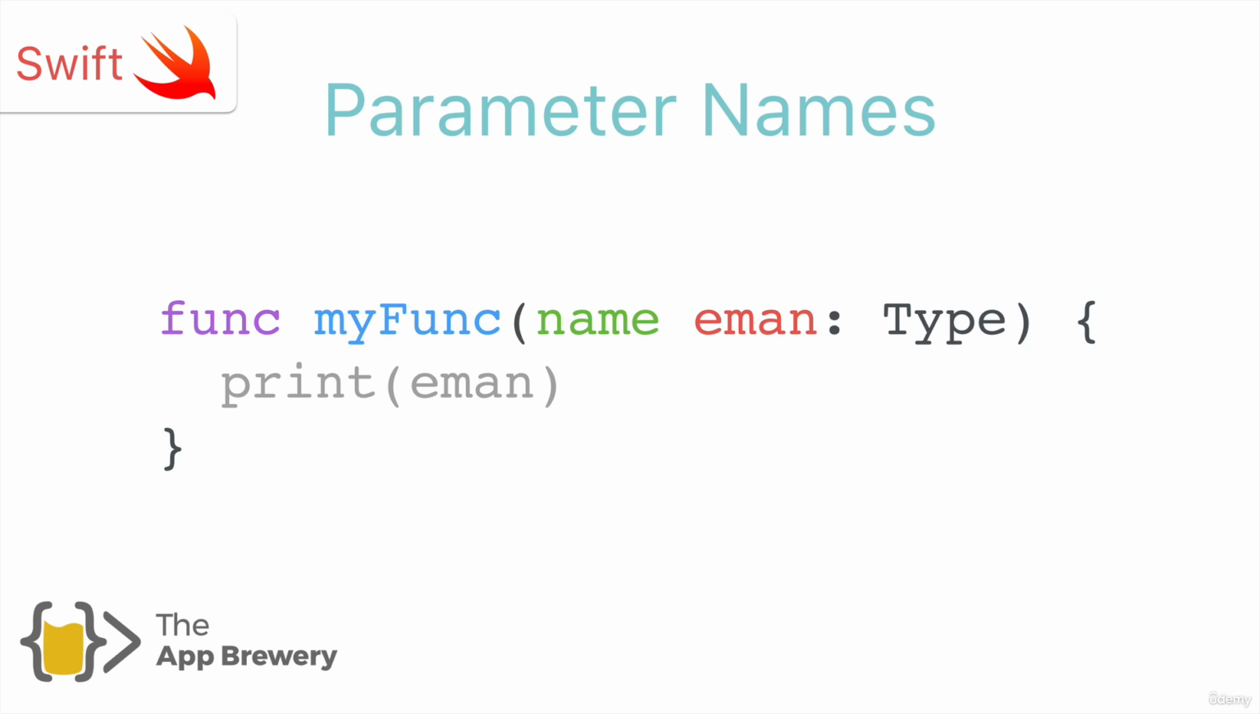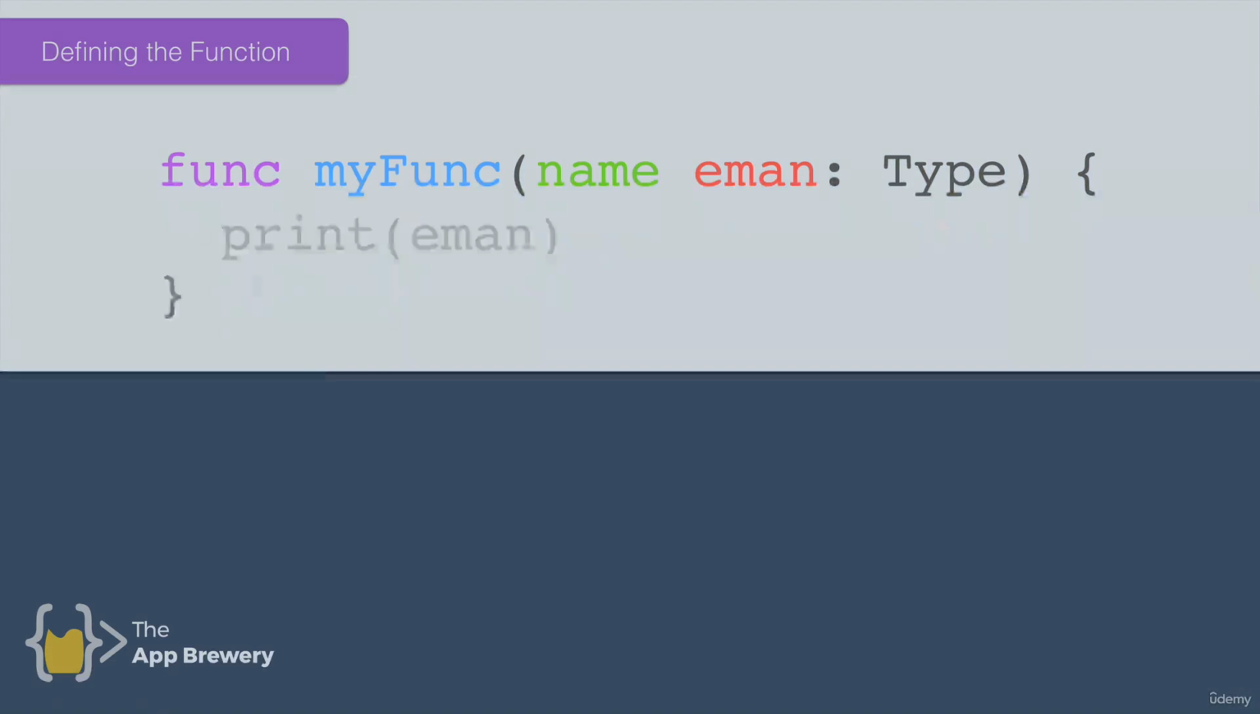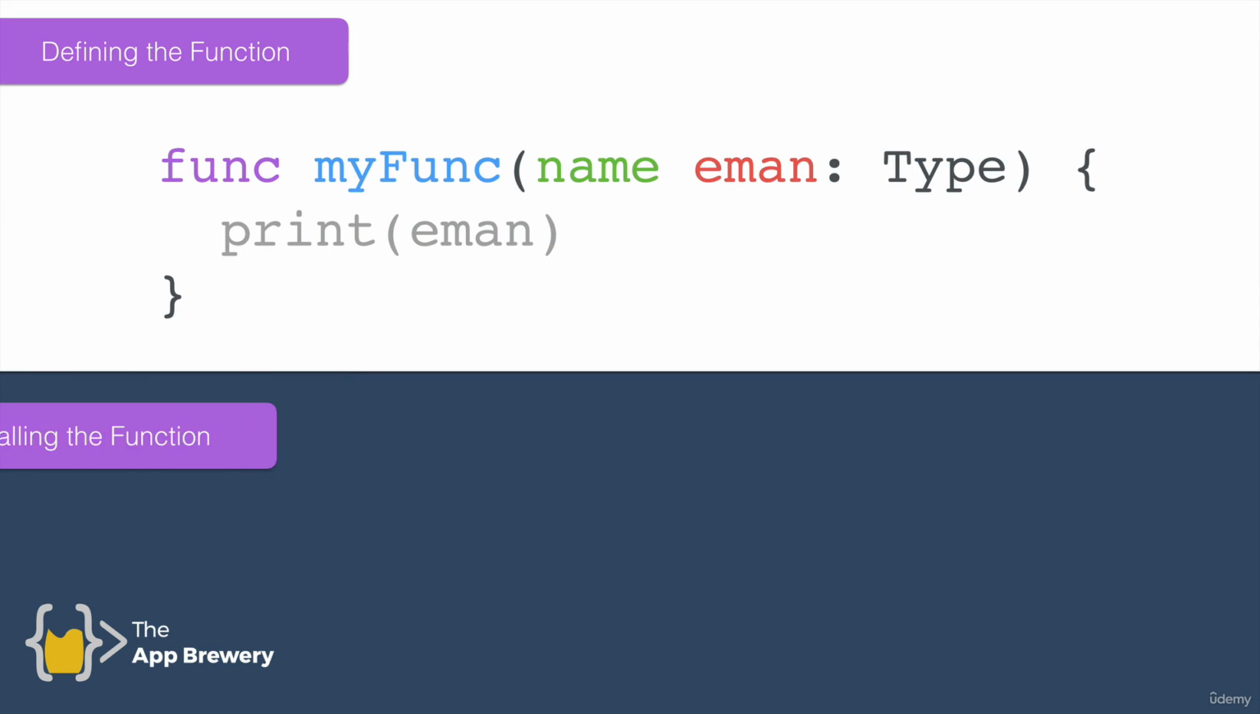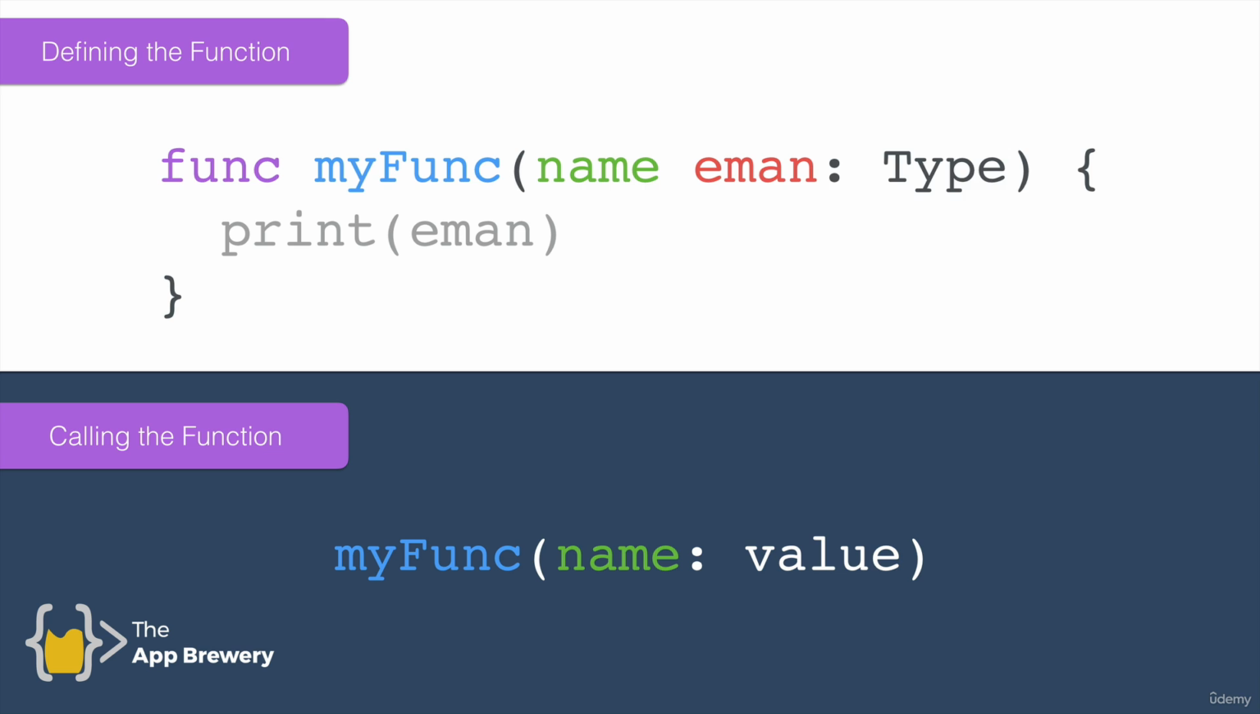So in this case, instead of having a single parameter name, the word name, we now have an external name, which is the name that will refer to the parameter when we call the function, and an internal name, which is the name that we'll use when we need to use the parameter within the function. So if this is what our method definition looks like, then when we call the function, we would write something like this. So in this case, the external parameter name is what we're using when we call the function, and the internal parameter name is what we use when we need to use the value of that parameter within the function.